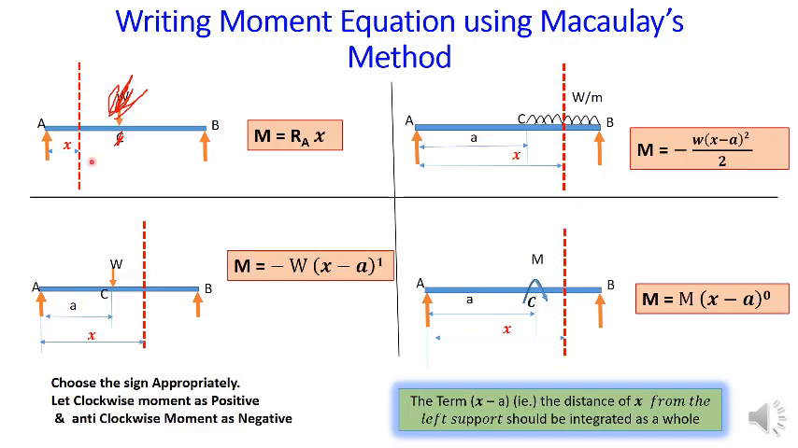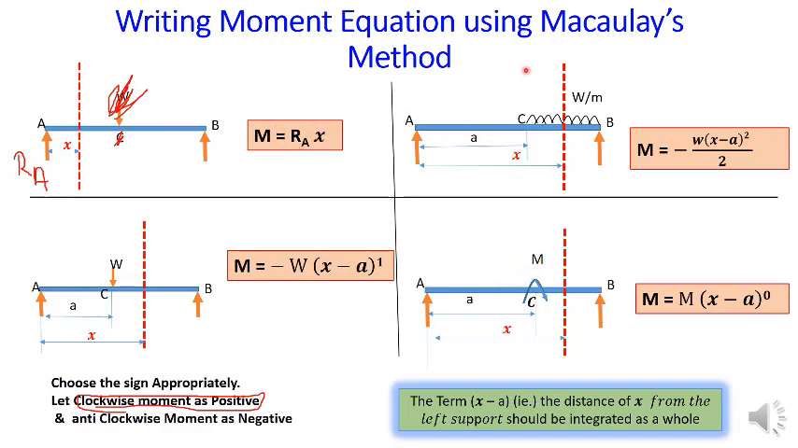Considering this reaction force RA, this RA creates a clockwise moment. Hence M equals RA into X. Here the clockwise moment is positive. Hence choose M equals RA into X. This is a positive one.